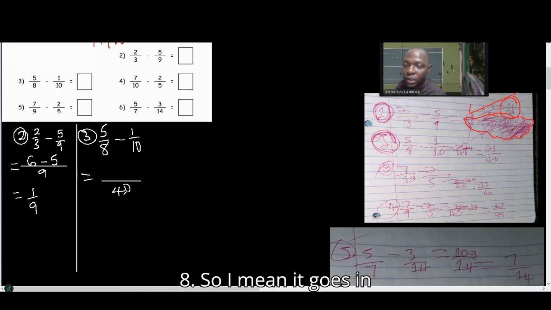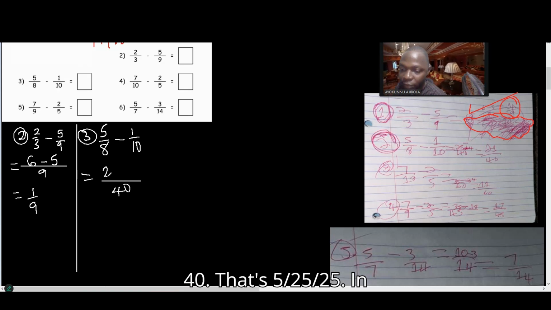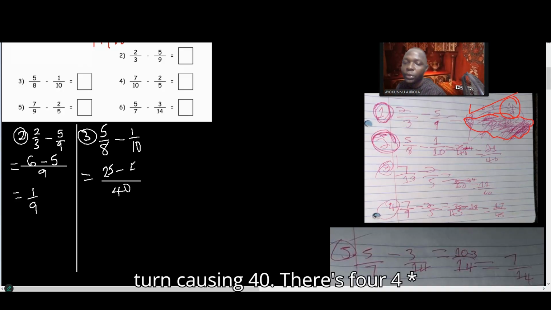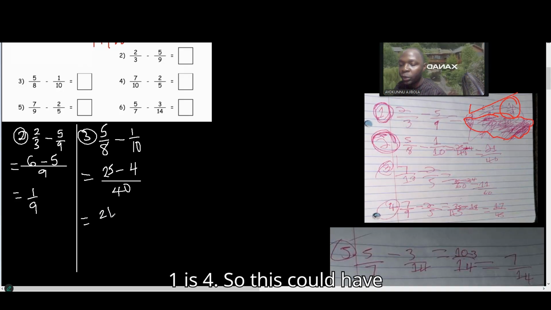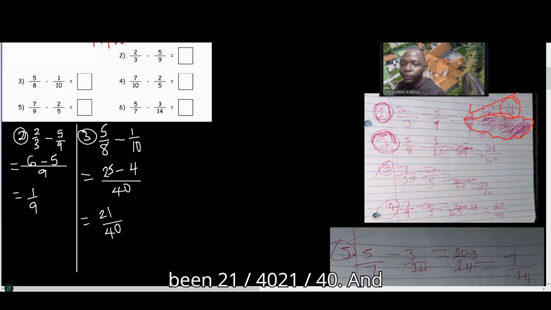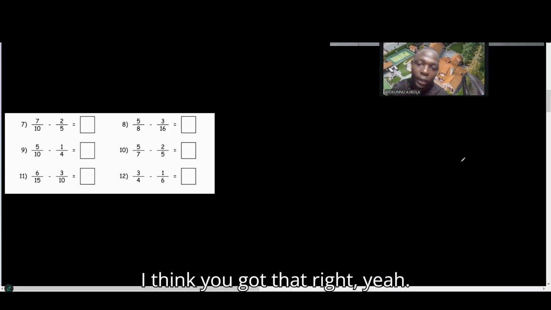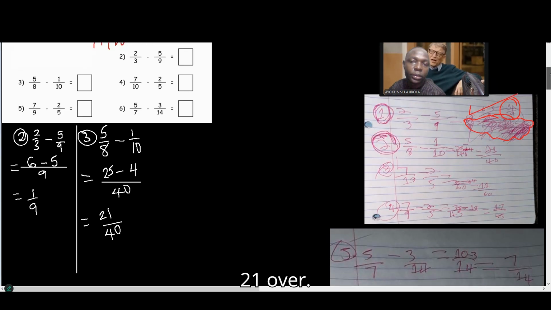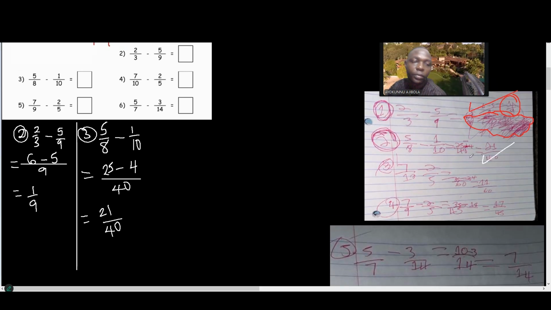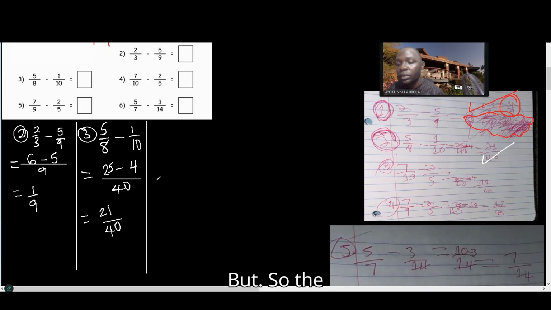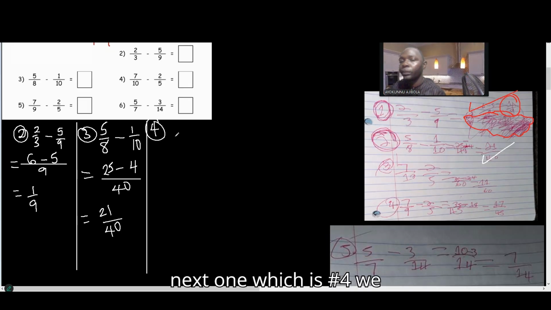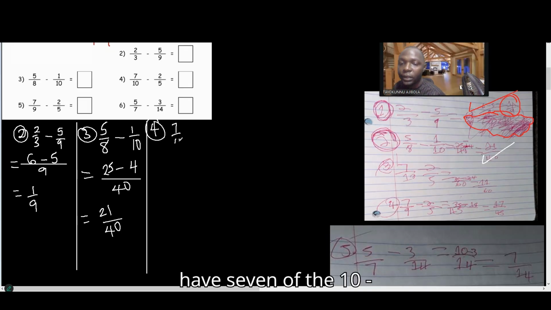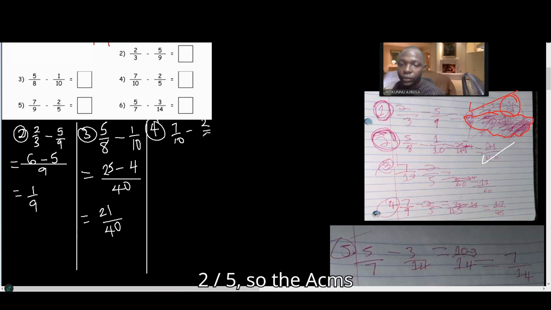So how many 8 goes in 40? That's 5. 5 times 5 is 25. How many 10 goes in 40? That's 4. 4 times 1 is 4. So this could be 21 over 40. 21 over 40. And I think you got that right. Yeah. Hold on. 21 over 40. So the next one, which is number 4, we have 7 over 10 minus 2 over 5.